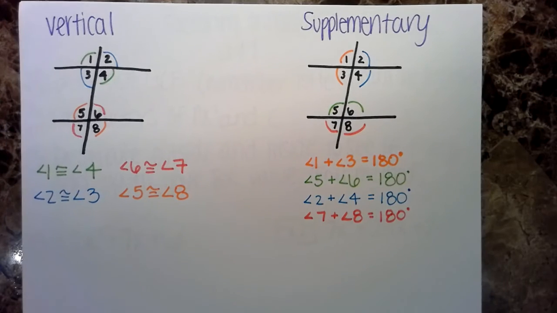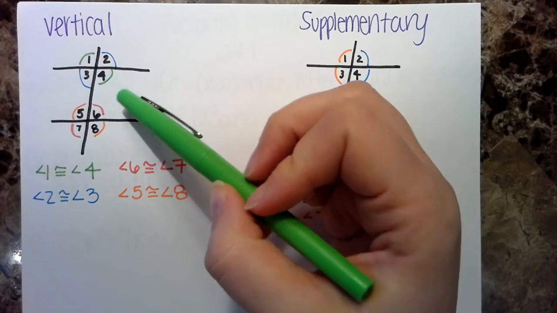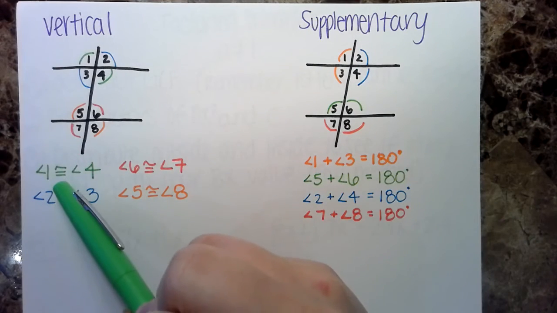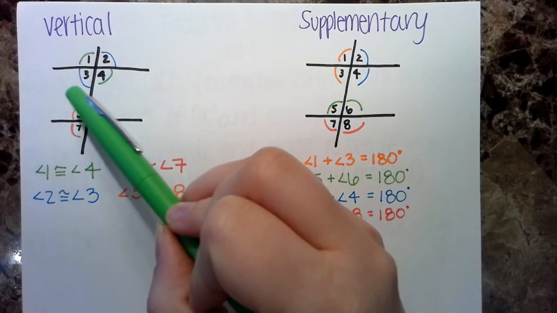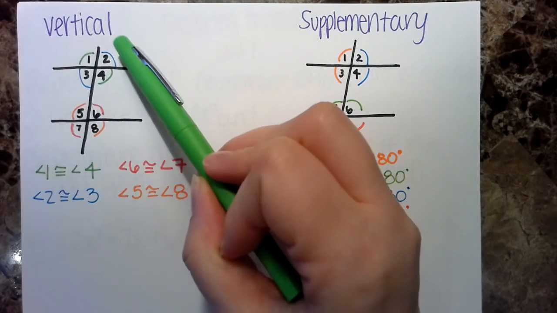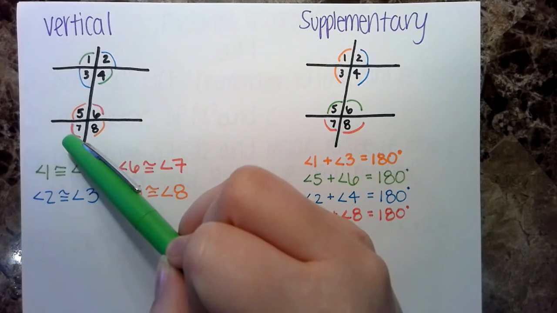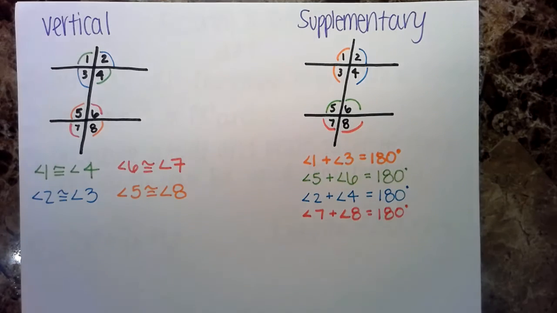Another pair of angles that we talked about earlier is vertical. Vertical angles are across from each other, and they're going to be congruent, so they're going to be equal to. So 1 and 4 are vertical angles. 2 and 3 are vertical angles. That means they're congruent, so they'll be equal to. 6 and 7 are vertical angles, and 5 and 8 are vertical angles. So they're going to be the same. So they're going to be congruent.